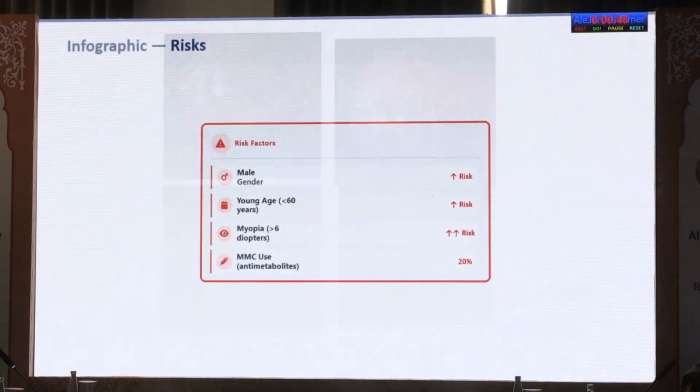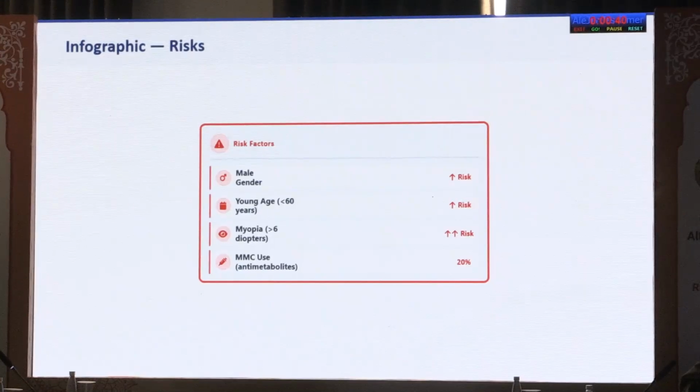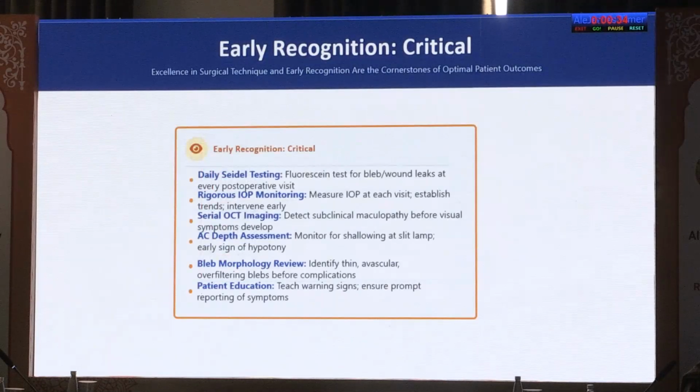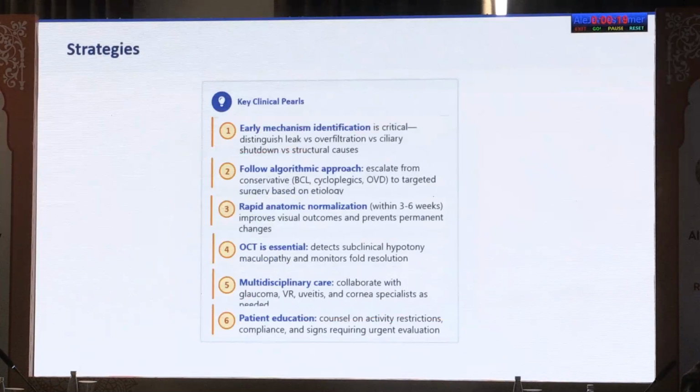and the reduction of the folds later. So there are some basic risk factors studied in postoperative hypotony. That is, male gender, a younger patient having myopia, and the use of metabolites. So when these are the risk factors, especially the metabolite use, you have to expect postoperative hypotony. Early recognition is critical. That is, daily CDLs, daily IOP monitoring, looking at the OCT, the AC depth, and looking at the bleb on a daily basis to see whether the height of the bleb, the width of the bleb, or the filtration is increasing or decreasing.